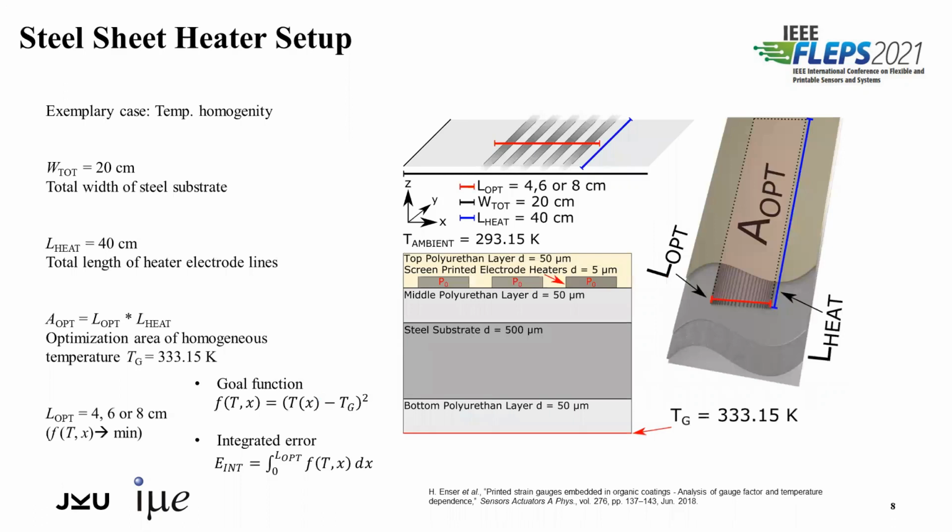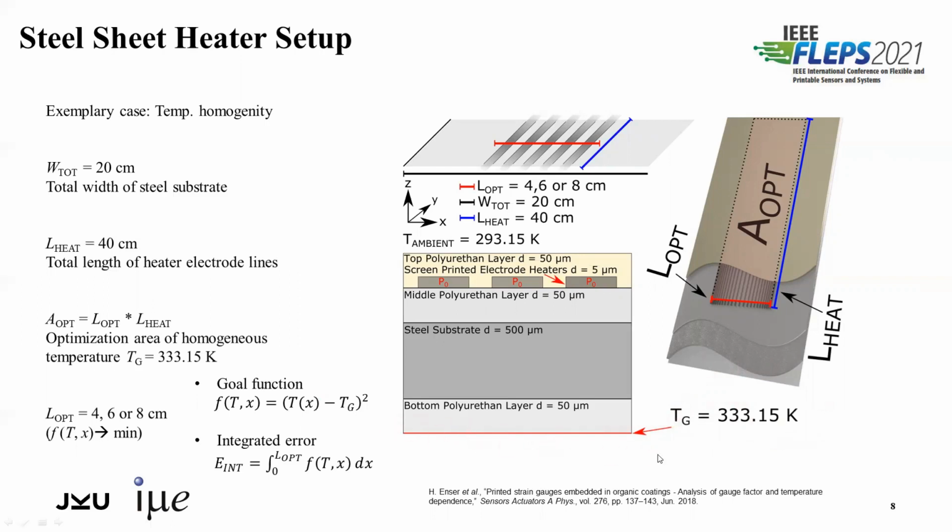And now to our design. This slide here shows the steel sheet heater setup. It should demonstrate the possibility of the design for a precise temperature profile. And as an example, we use a uniform temperature profile. What do we have? We have a steel substrate here with width W total embedded in a polyurethane insulation. And on top of one insulation layer, we have screen printed silver electrode lines with length L heat, which are again covered by an insulation top layer. And the temperature inside this optimization area here should be homogeneous. And our goal temperature in this area is 333 Kelvin or 60 degrees Celsius. And this is measured at the bottom of the stack.